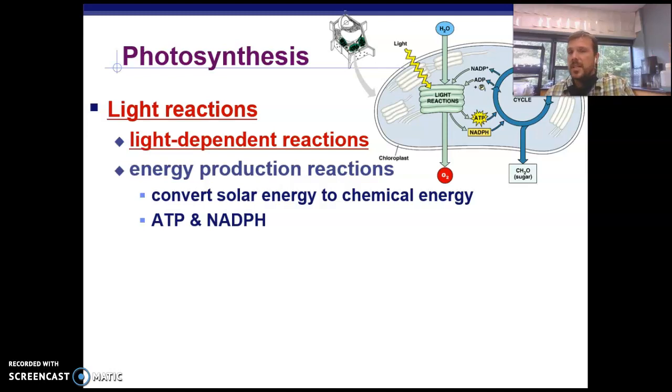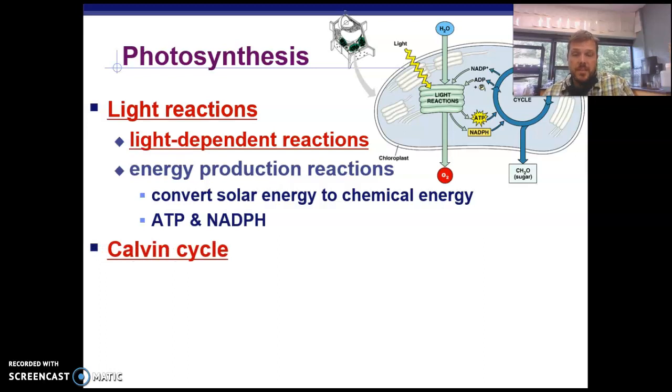ATP is the energy source that drives all of the reactions in our body, and NADPH is a molecule that is used to transfer energy from the light-dependent reactions to the Calvin cycle. It's integral to everything that's going on in biology because without it, there is no life.